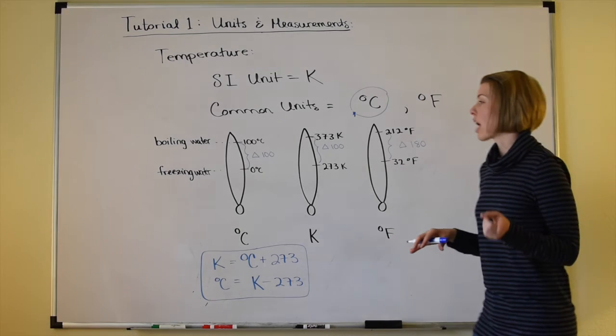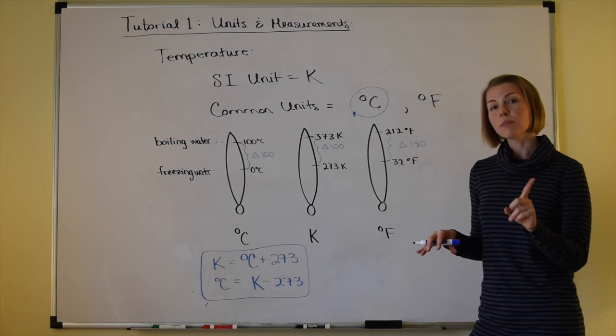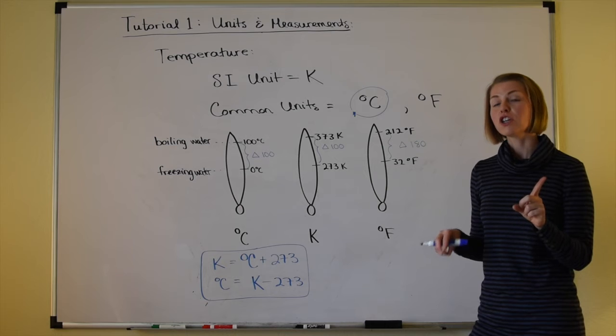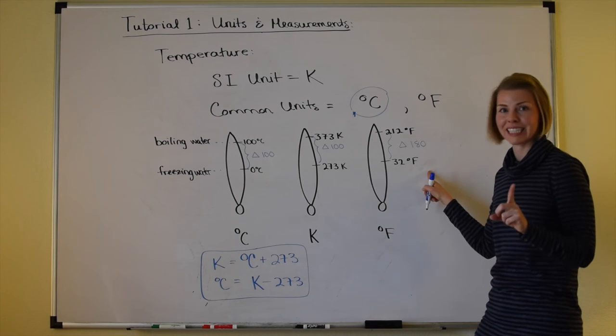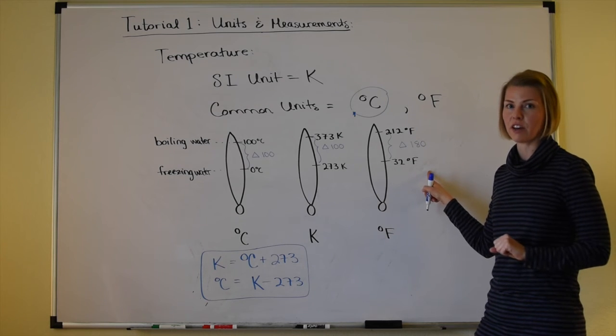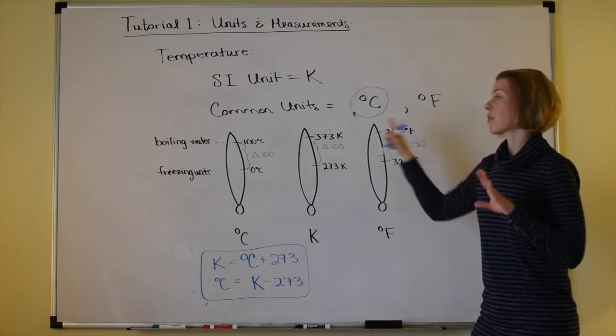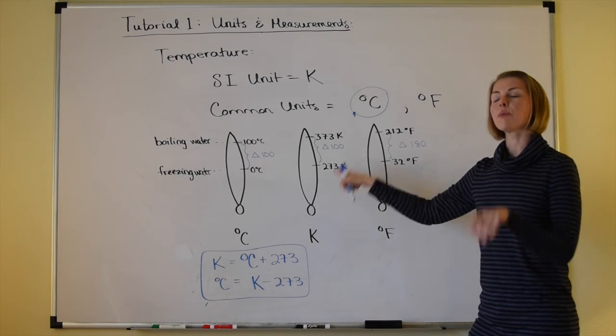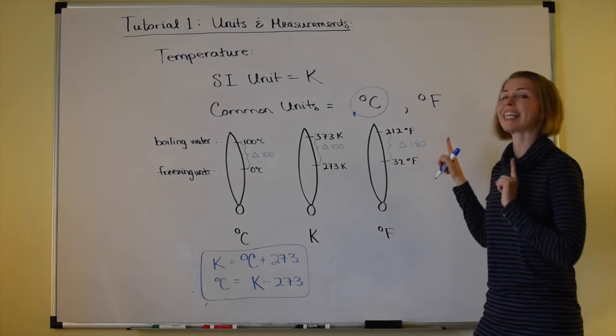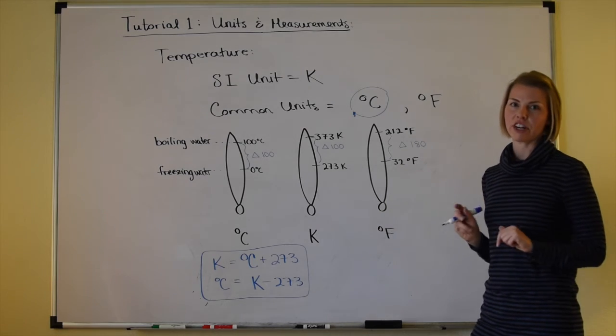In fact, for every one increment on the Celsius scale, you would have 1.8 on the Fahrenheit scale. Same thing for the Kelvin scale. For every one increment on the Kelvin scale, it will correspond to a change of 1.8 on the Fahrenheit scale.